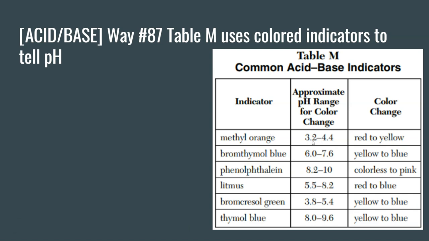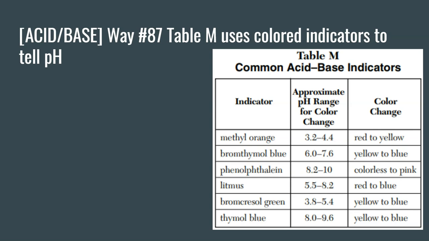What this means is that for this pH range, it's going to be changing from red to yellow. So, for example, methyl orange will be red from a pH of 0 to 3.2. It will start to experience a red to yellow color change, and after 4.4, it will be completely yellow.